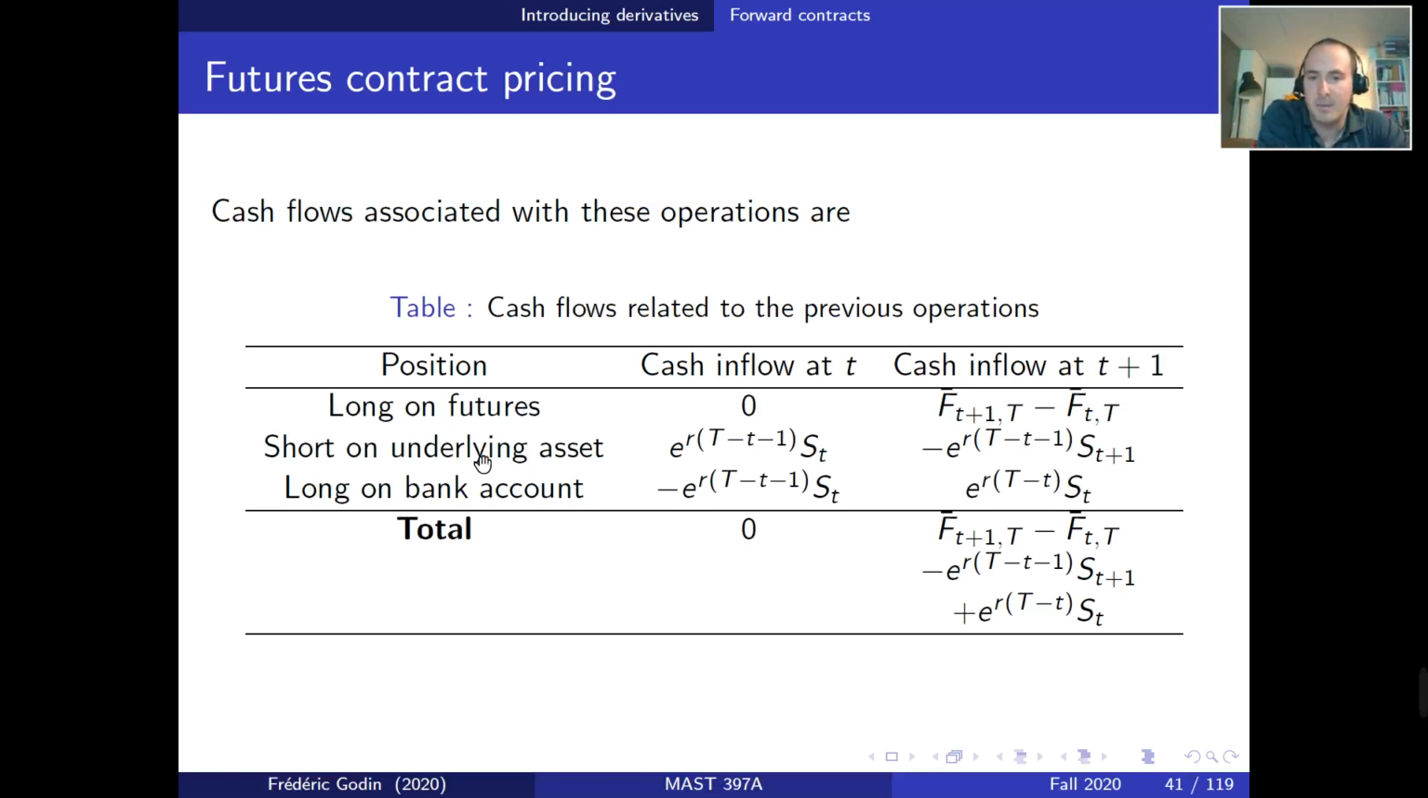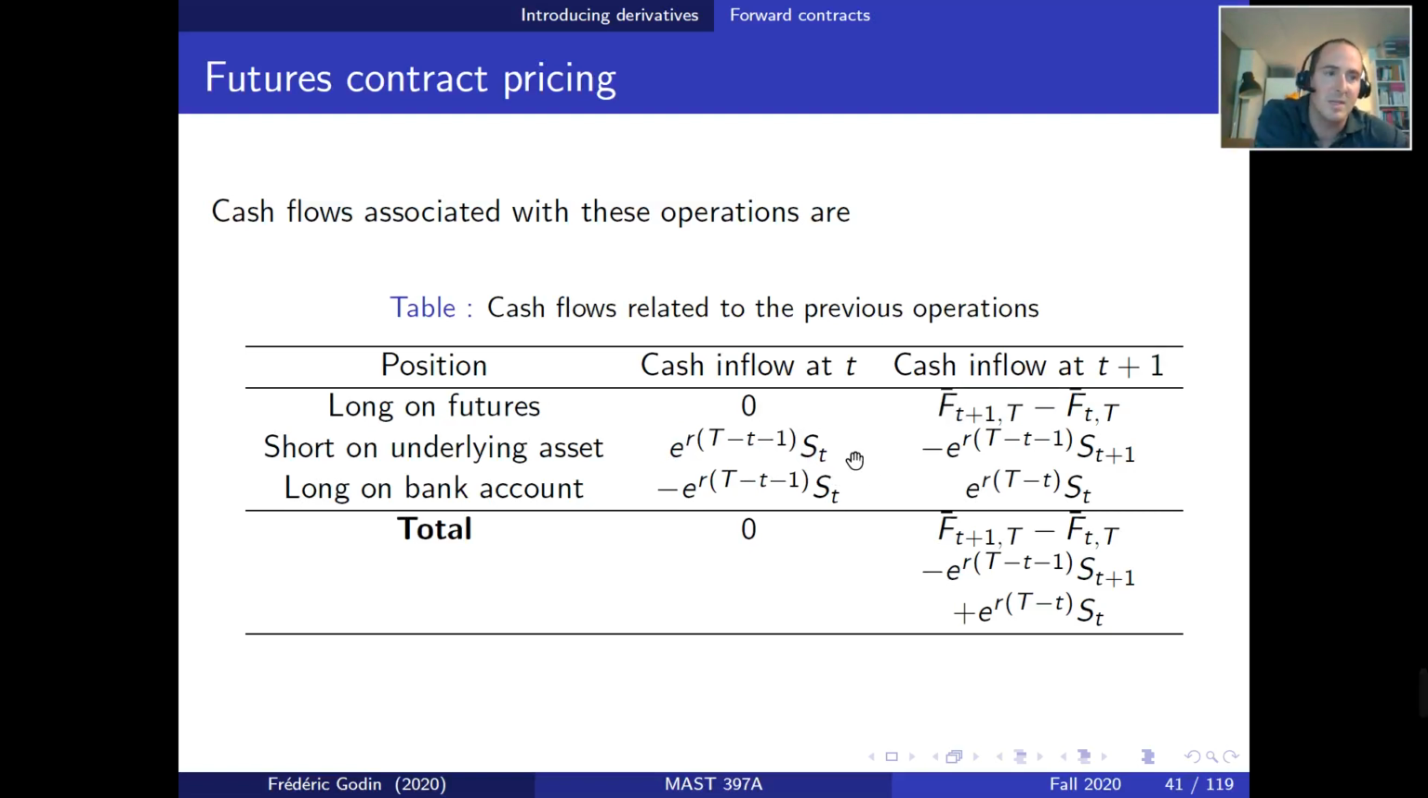Then the second operation we made was to sell short the underlying asset, and how many shares we sold short? This amount, this number of shares of the underlying asset. So the cash inflow at time small t is the price of the underlying asset times the number of shares here. And why is this an inflow?